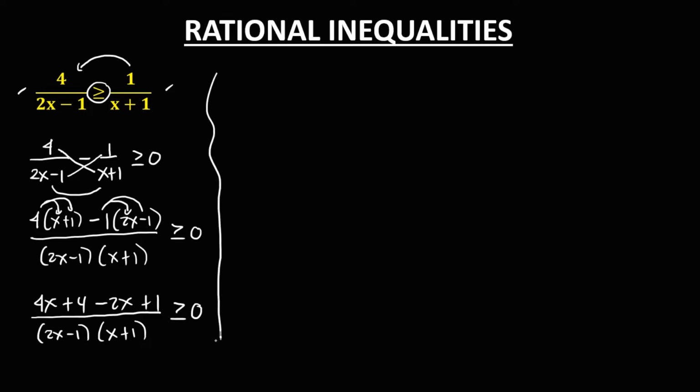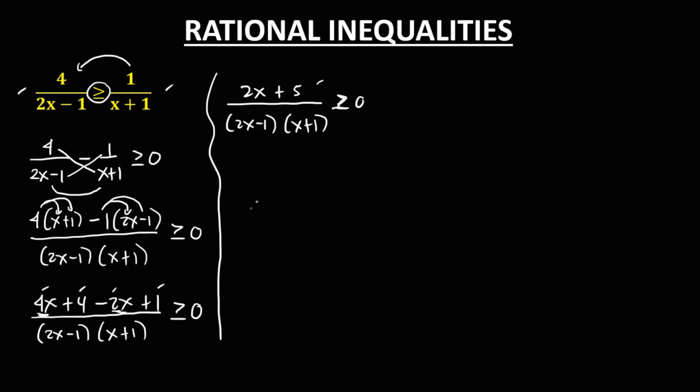Then simplify the numerator by combining like terms. So this 4x minus 2x, 4 minus 2, that's positive 2x, and positive 4 plus 1, that's positive 5, then over 2x minus 1 times x plus 1, then greater than or equal to 0. So this time, to find out the critical values, just equate the numerator and denominator to 0.